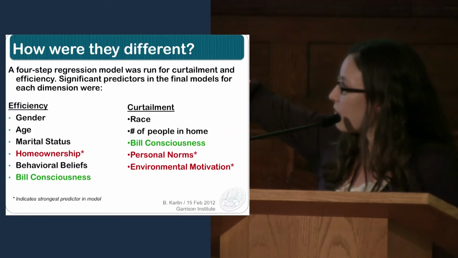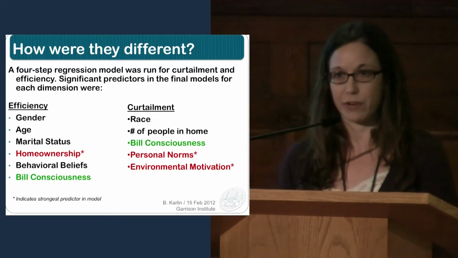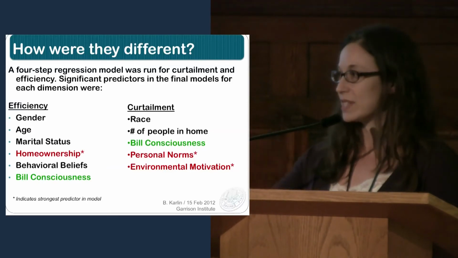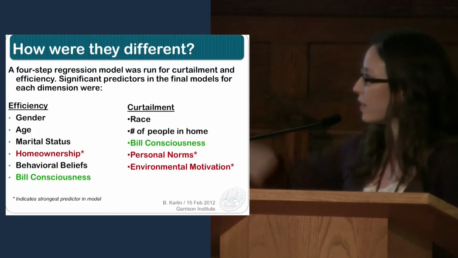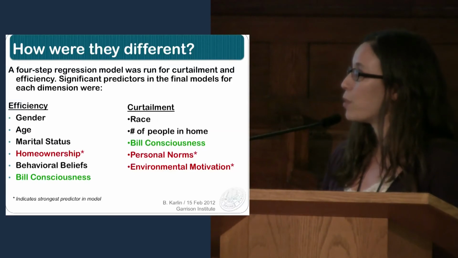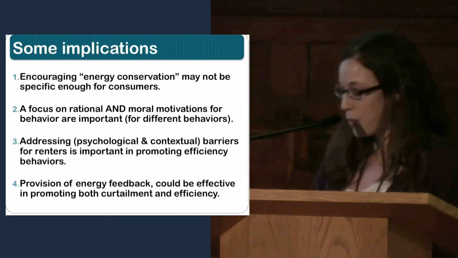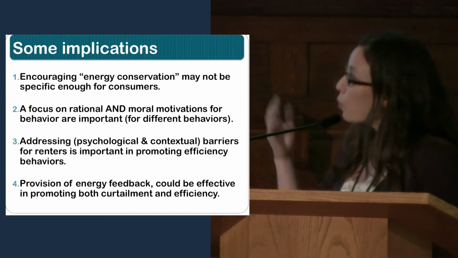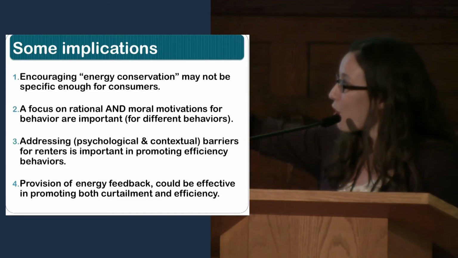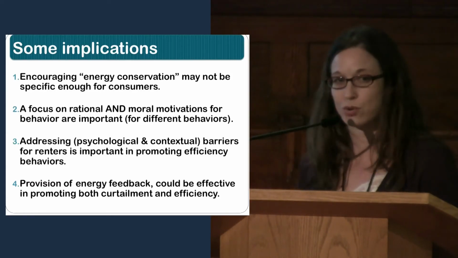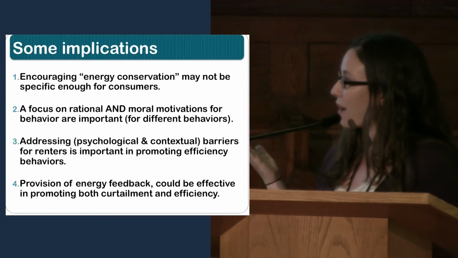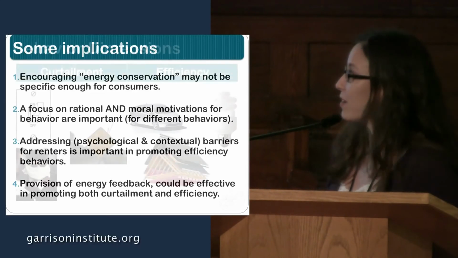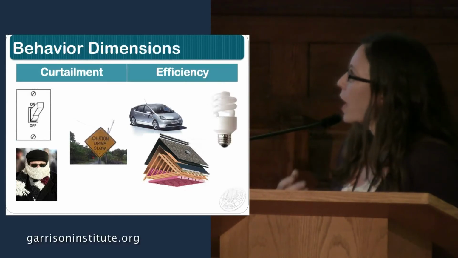And then in curtailment, we see environmental motivations were the strongest predictors of curtailment behavior, which makes sense, and when we think of the rhetoric of curtailment as curtailing, using less, doing less, this sense of entitlement that Susan was talking about, that might be correlated. We did see one variable, and only one, was predictive of both, which was bill consciousness. So some implications are possibly that encouraging conservation may not be specific enough. There is some validity in this dimensional approach. We should be looking at rational and moral motivations, but there are still things to look at. Addressing barriers for renters, not just contextual, but also possible psychological ones, is important. And feedback, of course, I study feedback, but the data says feedback might be a promising approach in promoting both curtailment and efficiency. But we were still a little concerned, and we wanted to look at the data.